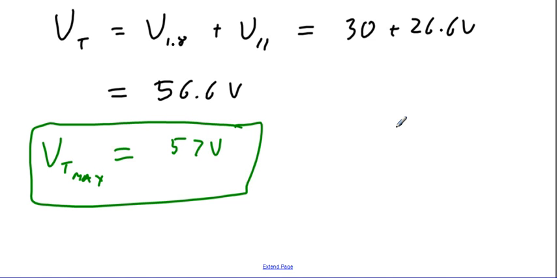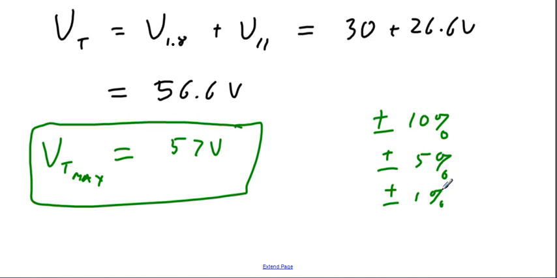Now, that answers the question from a physical point of view. It doesn't answer the question from an engineering point of view, because each of these resistors is plus or minus 10%, or plus or minus 5%, or plus or minus 1% resistors. They are not exactly 125 ohms, and a 20% design margin is built into those.